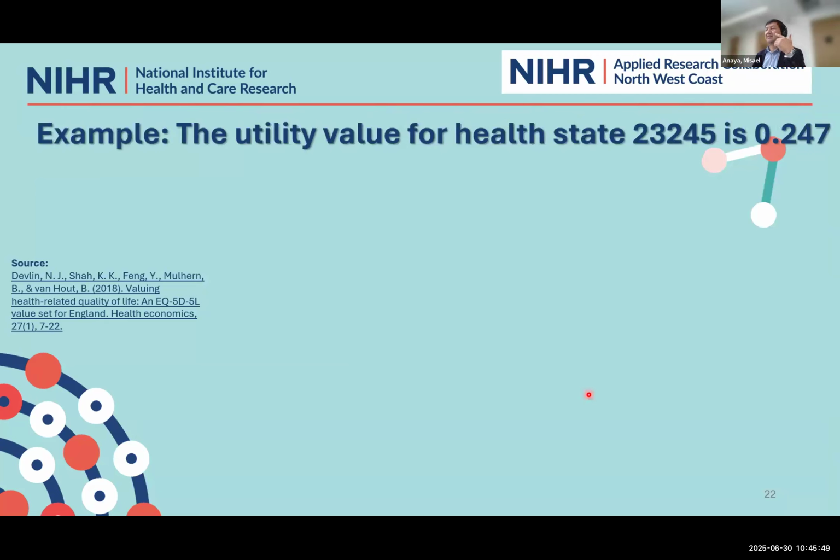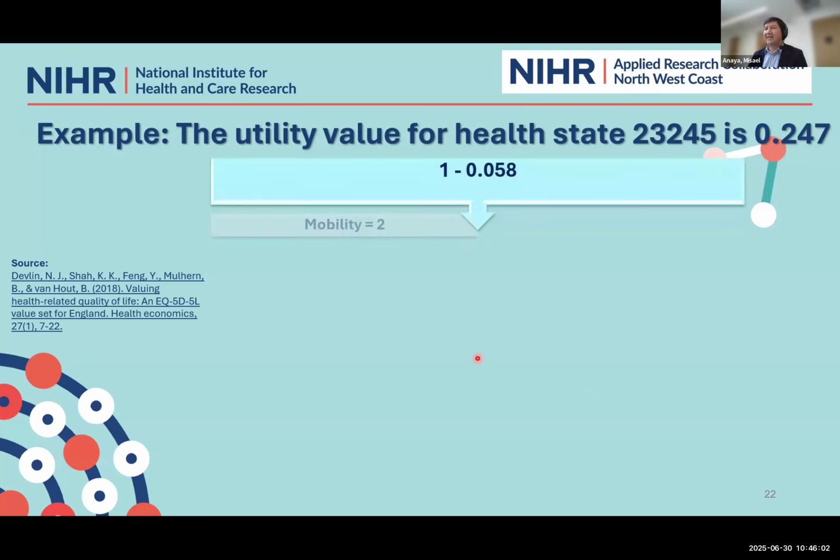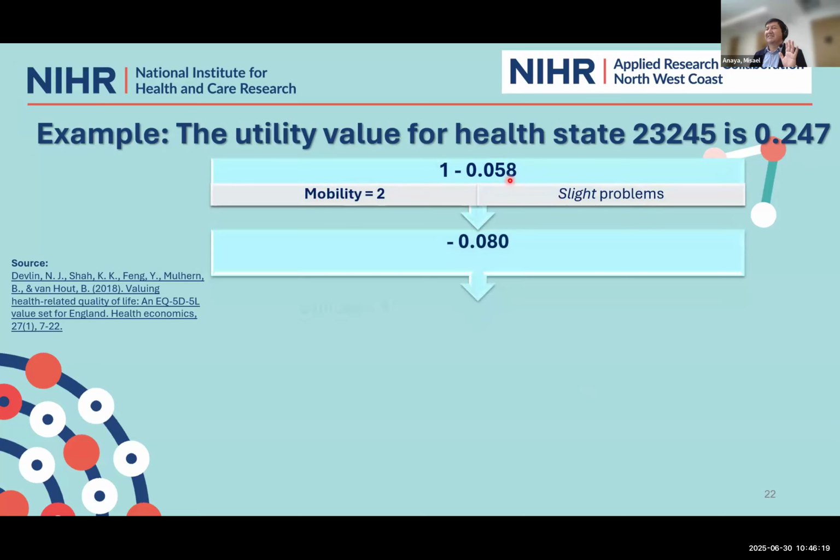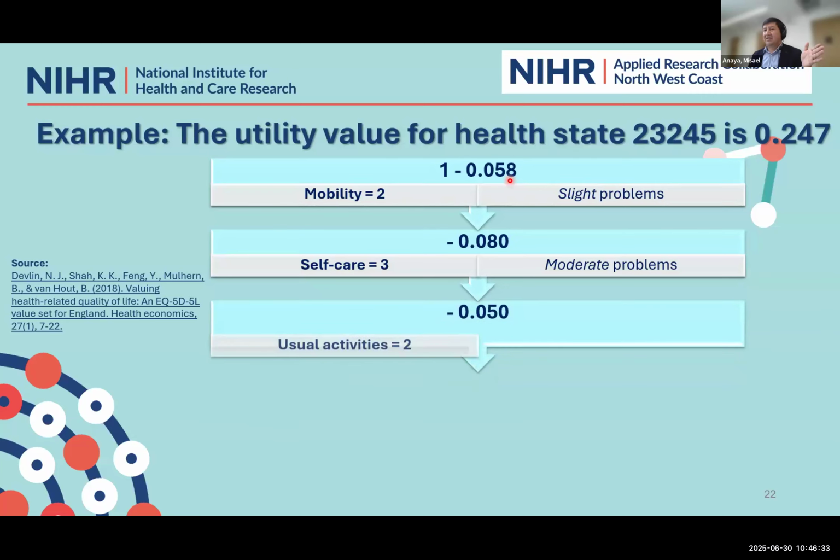What happens if we choose state 2 for the first characteristic, then 3, 2, 5, 4, 5? Let's see how this works. If somebody ticks slight problems in mobility, this will mean a 5.8% reduction. In self-care, they ticked level 3, moderate problems, so it's an additional 8% reduction in quality of life. In usual activities, level 2, slight problems, another 5% reduction.